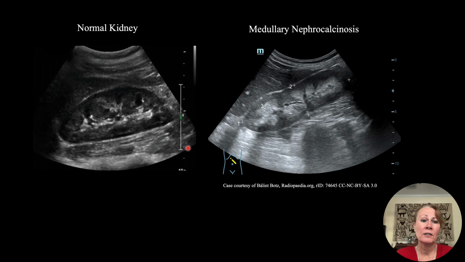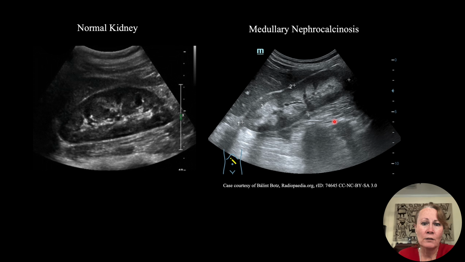So on a normal kidney here on the left side of the image, it should be hypoechoic predominantly, surrounded by a hyperechoic ring. On the internal part of the kidney, in the very center, it should be very hyperechoic. That's the collecting system that's collapsed. And these very anechoic fingerprint type areas, those are the renal pyramids. So that's a normal looking kidney.